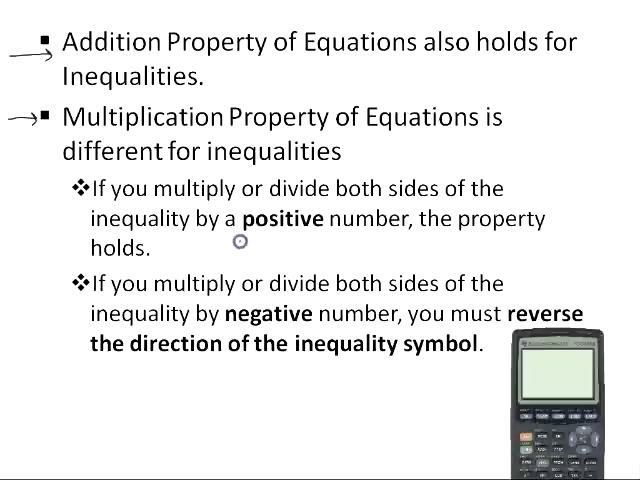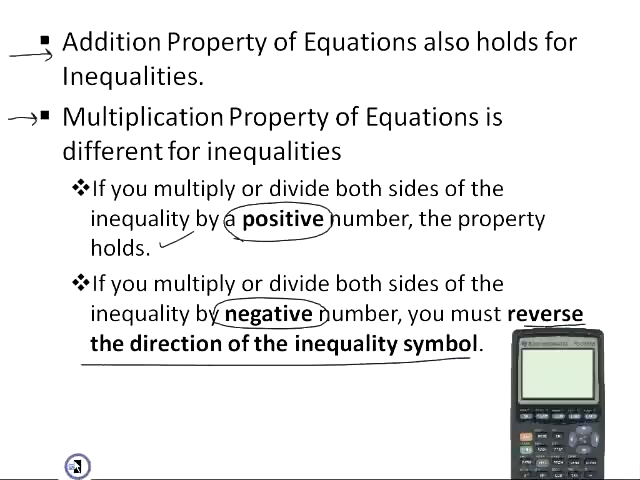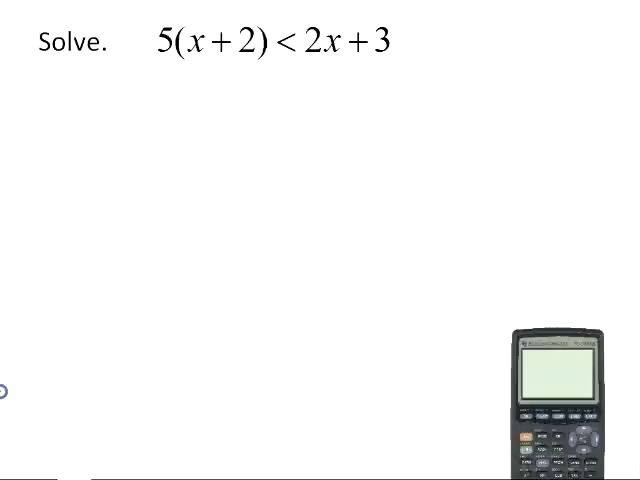If you multiply or divide both sides of an inequality by a positive number, the property holds. But if you multiply or divide both sides of an inequality by a negative number, you have to reverse the direction of the inequality symbol. Other than that, you approach it just the way you would an equation.